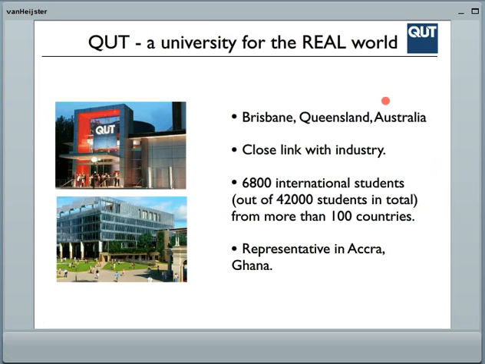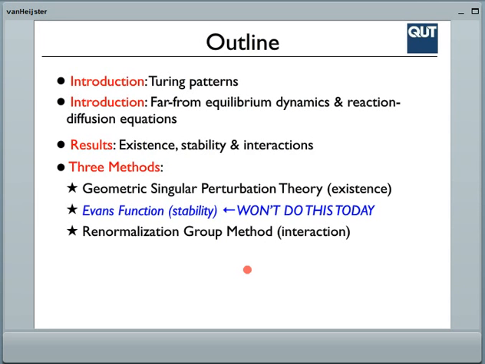QUT's slogan is "a university for the real world." So they have a very strong link with industry. There are also a lot of international students. I think 1 out of every 7 students is international, and they try to get a lot of international students. For example, they also have a representative in Accra, Ghana, where you are, right? So there are always opportunities to come here. If you want to study here, there are always possibilities, always ways to get here. So this is a little bit of advertisement for my university. And let's now start the real work.